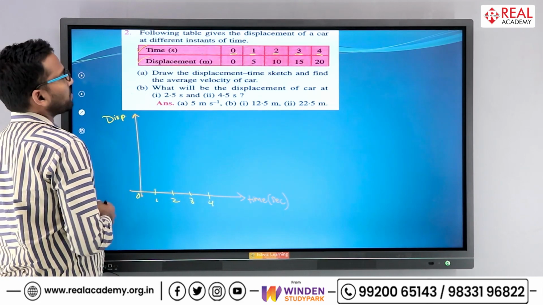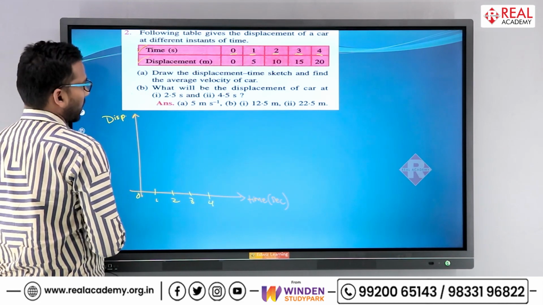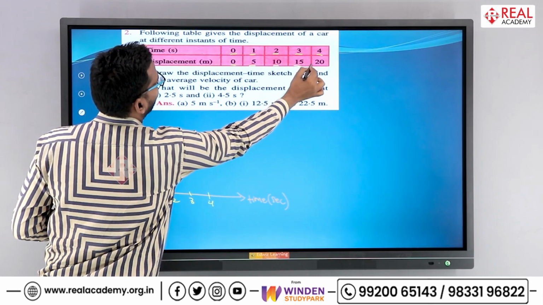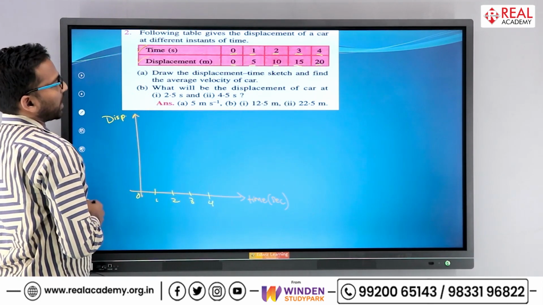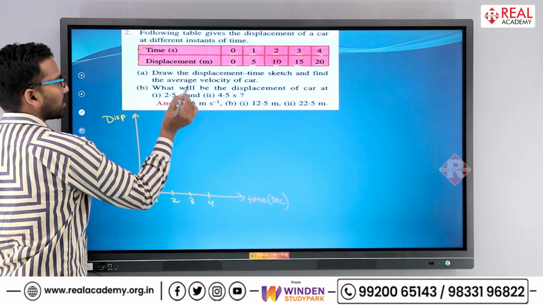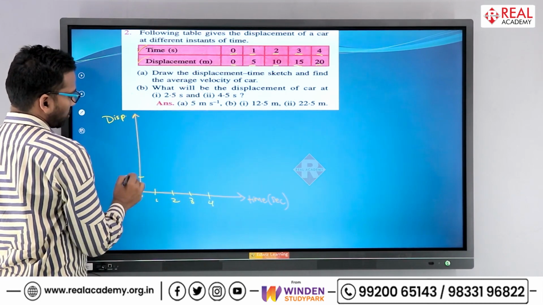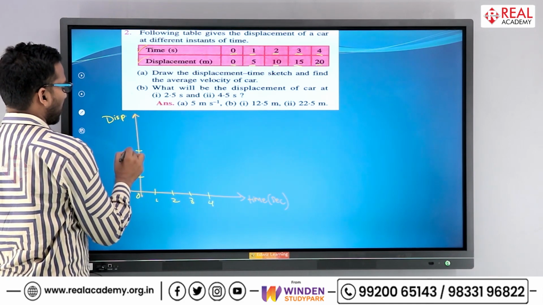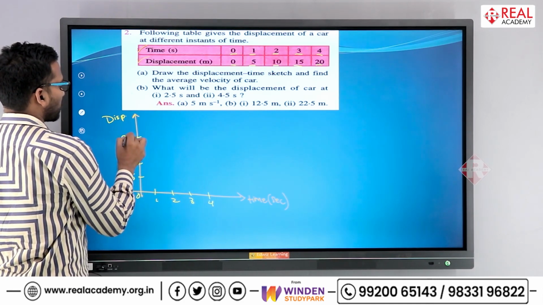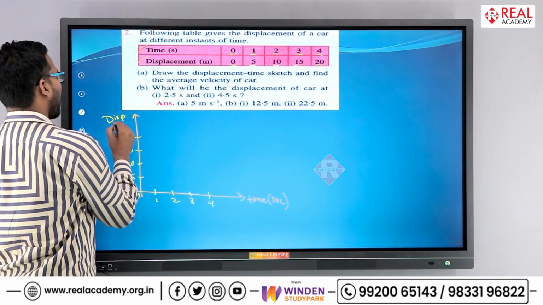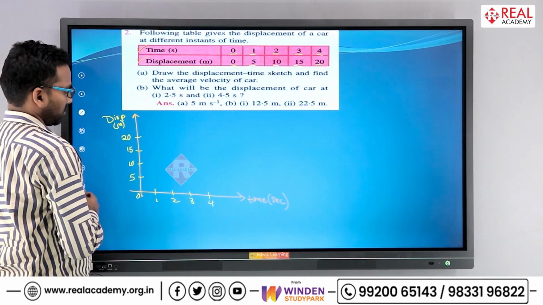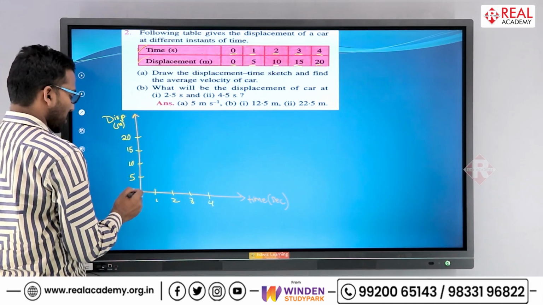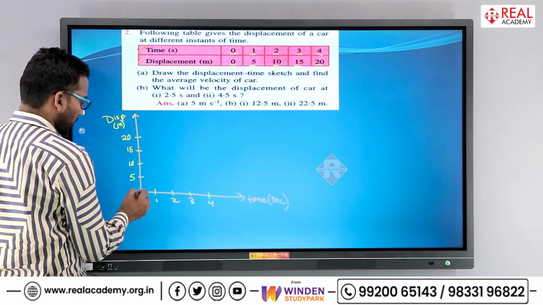Okay, and what will be the displacement? The displacements have been given like 0 meter, 5 meter, 10 meter, 15 meter, 20 meter. So we need to first select the scale. For that purpose, take the same range, because it's a standard value: 5, 10, 15, and this one is 20, in meters.